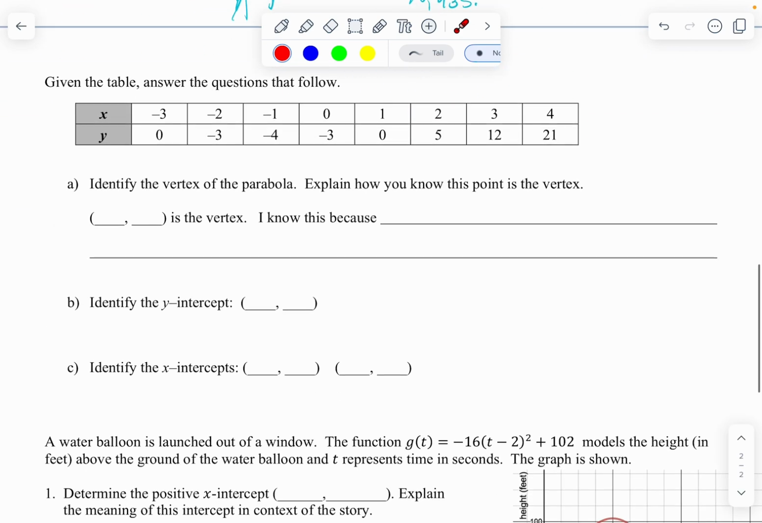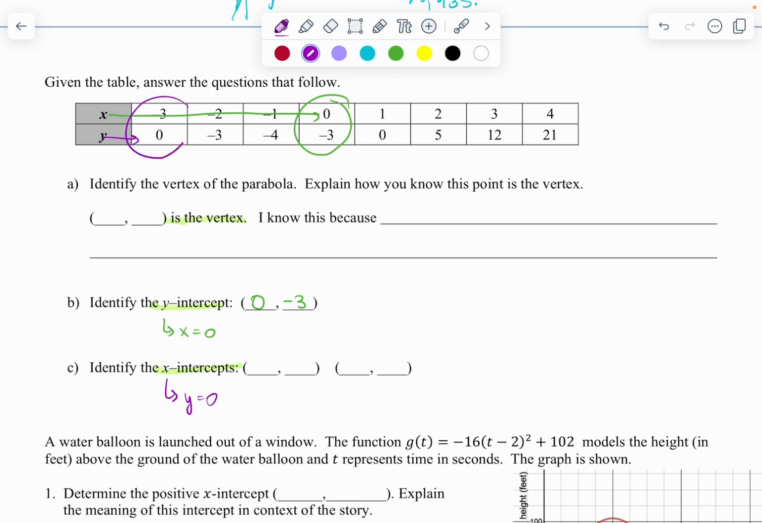Okay, now we've got this chart. The chart asks us for the same things it has all semester: Y-intercepts, X-intercepts, the vertex, right? So the first thing I'm going to find is the Y-intercept, because I'm looking for something to have an X of 0. That doesn't change whether we're looking at a chart or an equation. Find an X of 0, and that's your Y-intercept. So (0, -3). The X-intercepts have a Y of 0, so now I'm just looking across and trying to find some Y's of zeros. And that's going to be (-3, 0) and (1, 0).